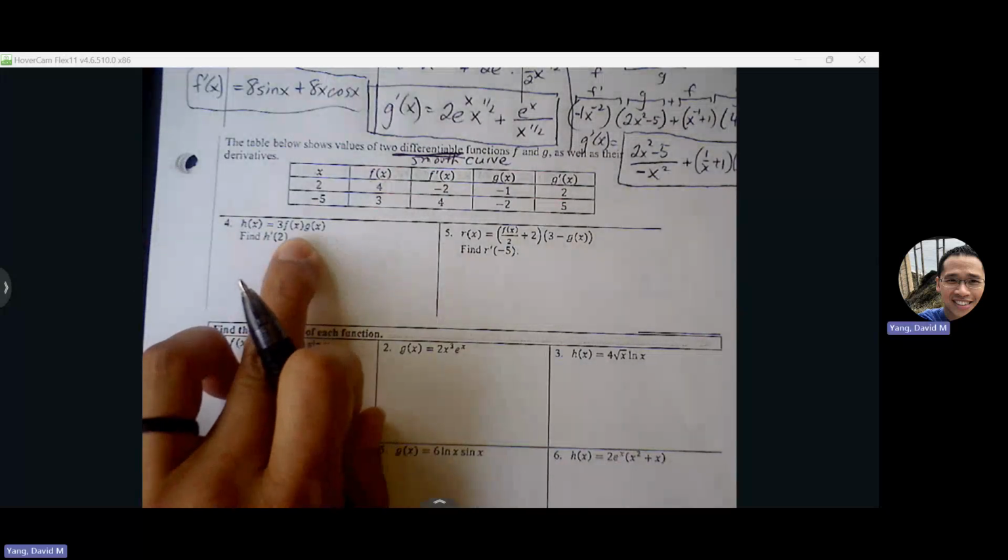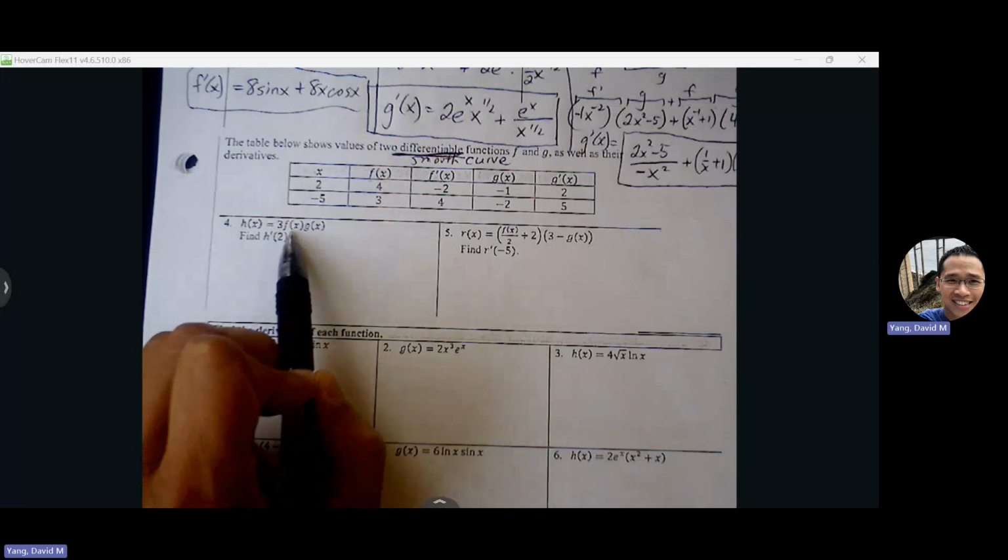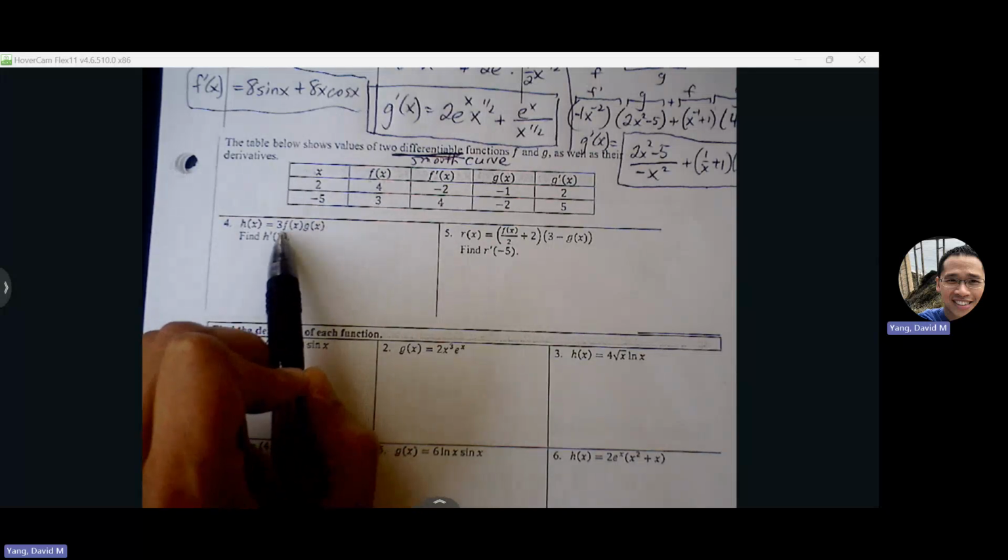Okay, so 3 f of x, g of x. We can go through product rule. Now, if you're thinking, wait, doesn't this look like three things? Isn't this 3 and then f of x and g of x? Now, 3 is just a coefficient, so we can attach the 3 to the f or the 3 to the g, but you just choose one. I like to choose the one that is closest, so I'll let the 3 be part of the f. And then I'll let the g be on its own.